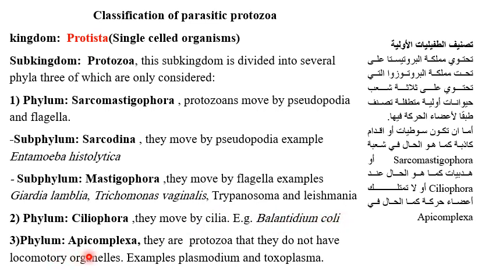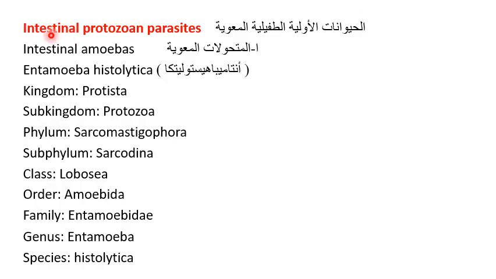Phylum Apicomplexa, they are protozoa that don't have locomotory organelles, example Plasmodium and Toxoplasma. Now we are going to study intestinal protozoan parasites. First, intestinal amoebas. That amoeba lives in the intestine of a human, the intestinal gut.